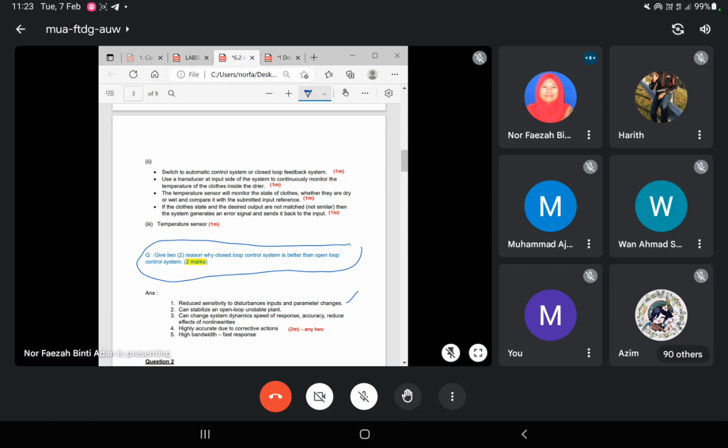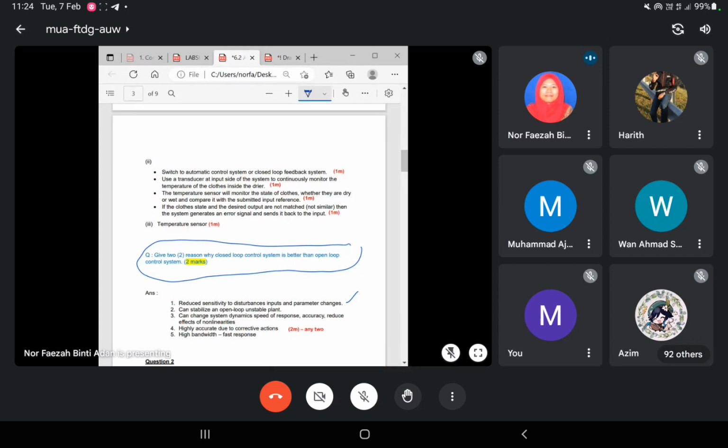Okay. And then yang paling mudah sekali, highly accurate due to corrective actions. Okay. So basically when we use closed loop control system, we want to have an error-free system, an error-free output lah. Kita nak reduce the error of the system or to totally eliminate the error by implementing closed loop control system. Okay. So you boleh explain a bit lah on your point. Jangan tulis je, elaborate. Okay.